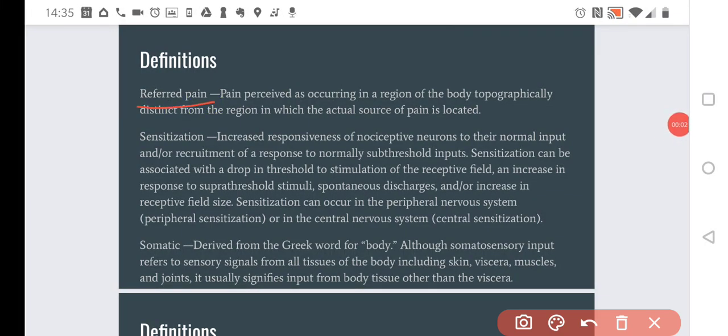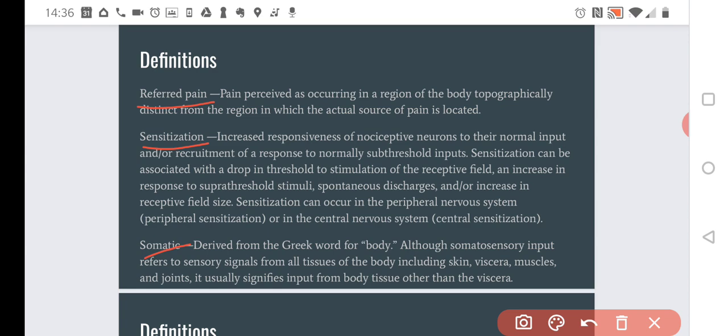What is referred pain, sensitization, and somatic? So referred pain is perceived as occurring in a region of the body topographically distinct from the region in which the actual source of the pain is located. So this is one of the types of referred pain: visceral pain. Yes, the visceral pain is also generally referred.